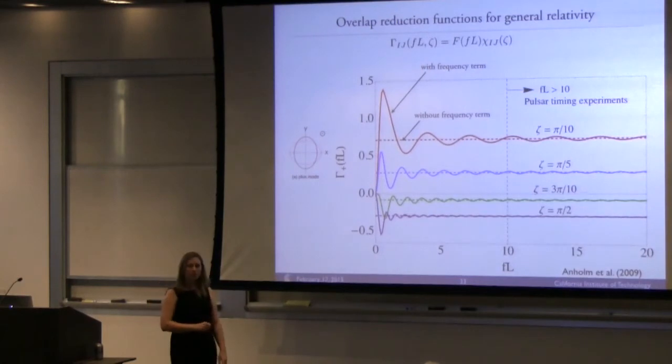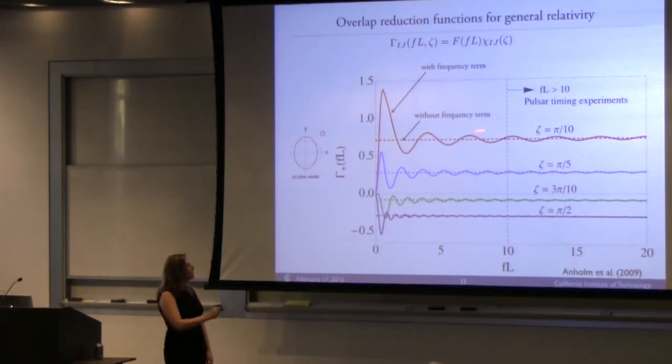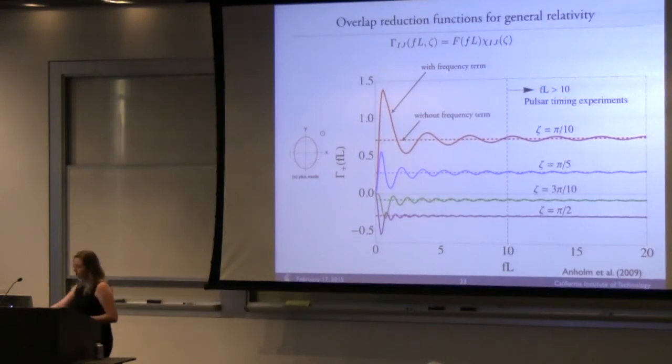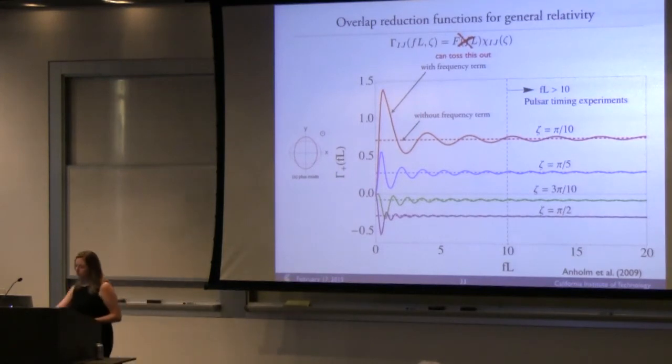So what you can see for general relativity is that when you go to this region that we just talked about, where pulsar timing experiments are really valid, this region where f times l is up to order 10, these curved lines really basically flatten themselves out and more or less lie right on the Hellings and Downs coefficient. And that's why, when you're in general relativity, you can just go ahead and toss this term out, and when you're doing your analysis, you can just use a Hellings and Downs curve.